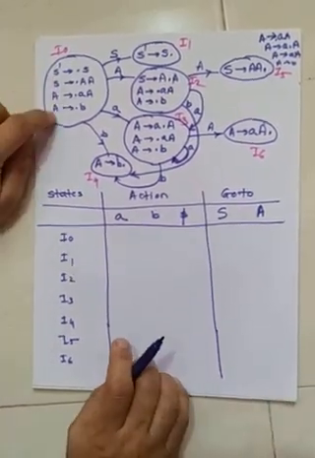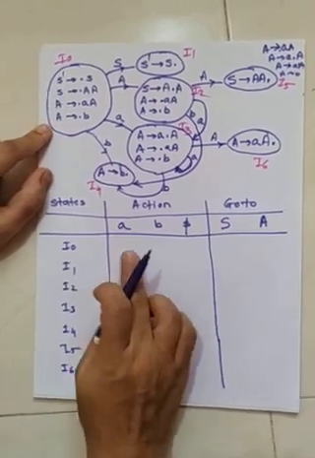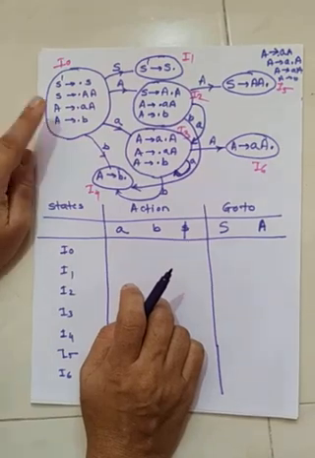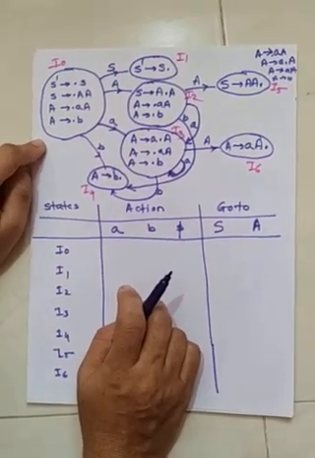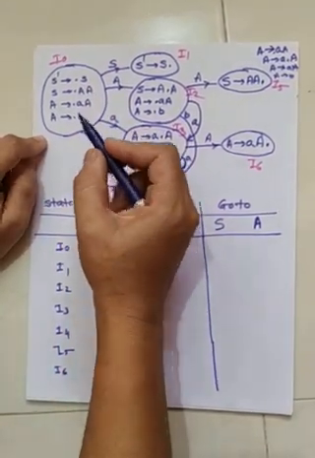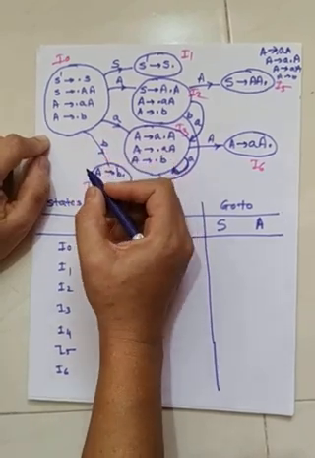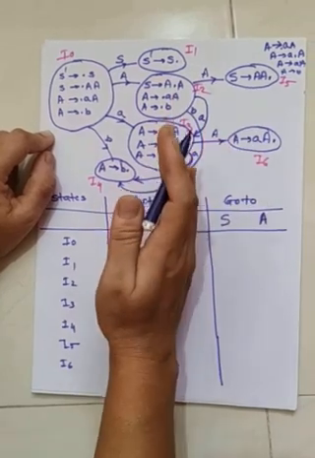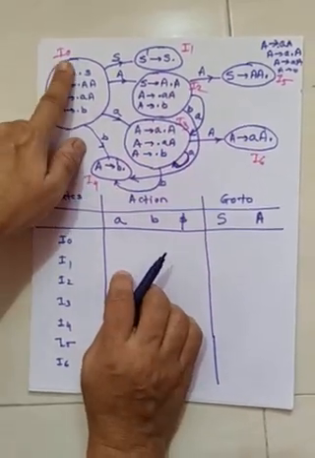Now looking from the state diagram, we have to fill these blocks. So here, I0 state. Which terminals or non-terminals are parsed here, and to which state that terminal is going, that we have to identify. So we consider the I0 state.